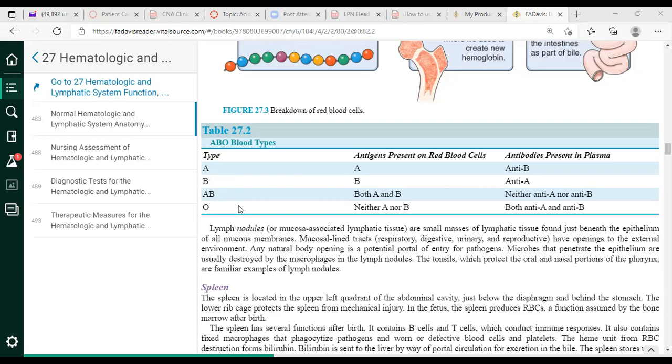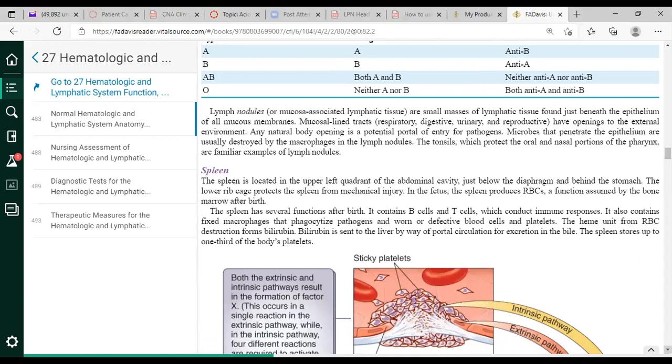If a patient receives incompatible blood, that's when hemolysis can occur. Those red blood cells can be destroyed. The patient can have an actual reaction from it. So you want to memorize that information.